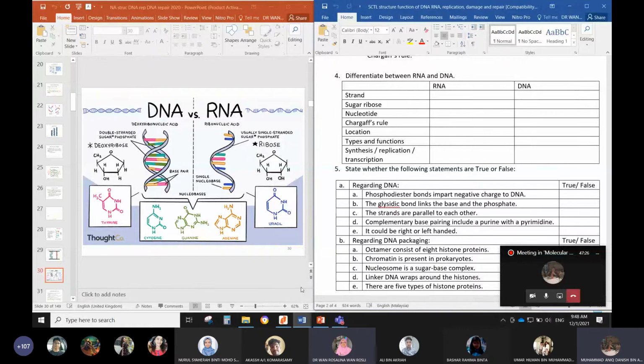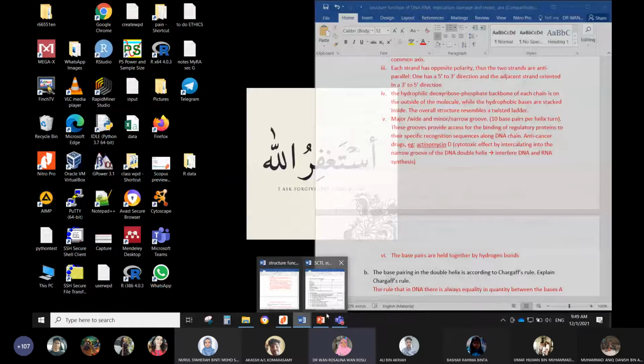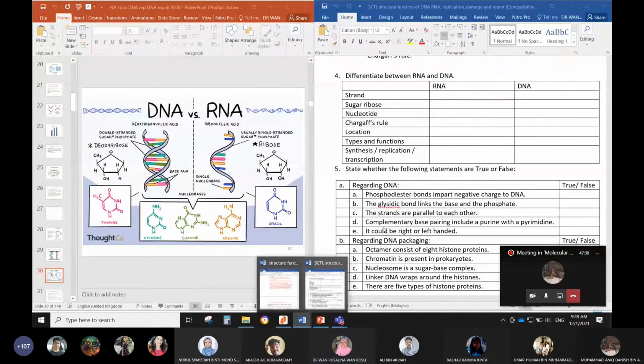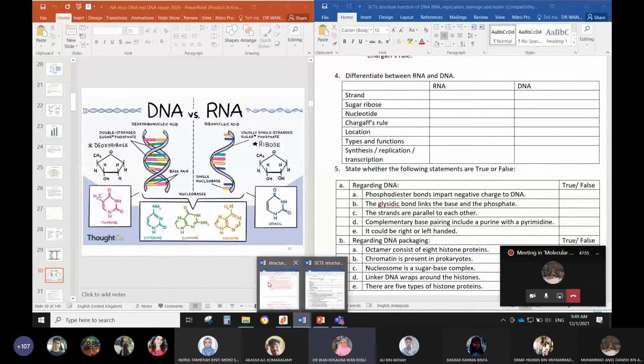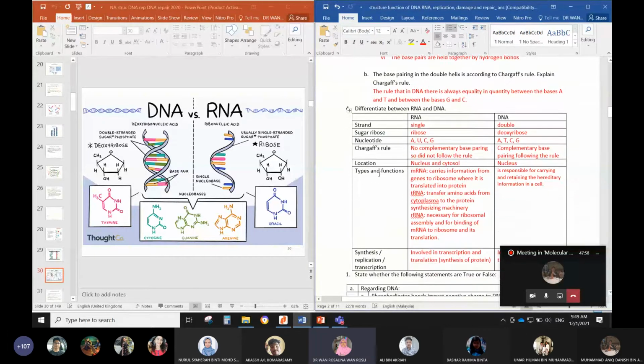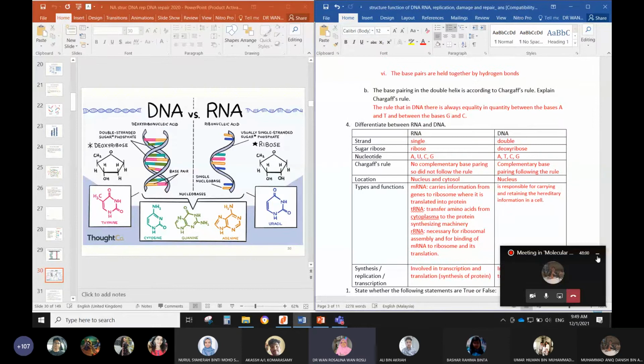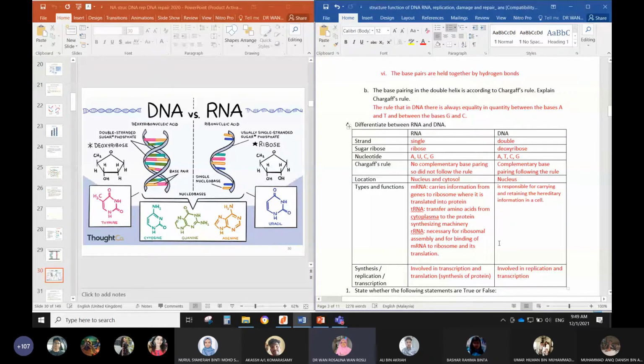And then next, synthesis, replication, and transcription. Oh, this is a whole lot here. Anyone wants to answer that? All right, because the answer for this last one is quite comprehensive, we just see the answer. Okay, so you can see my desktop, right?